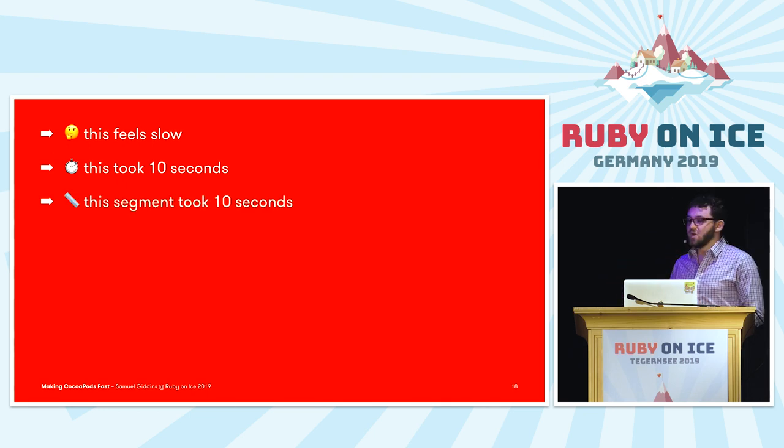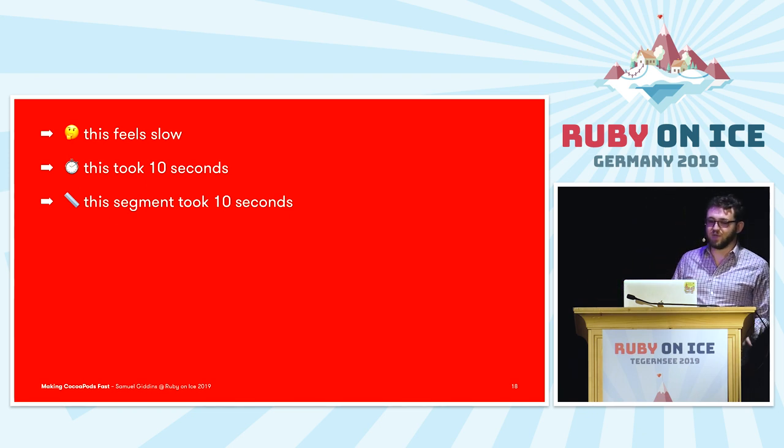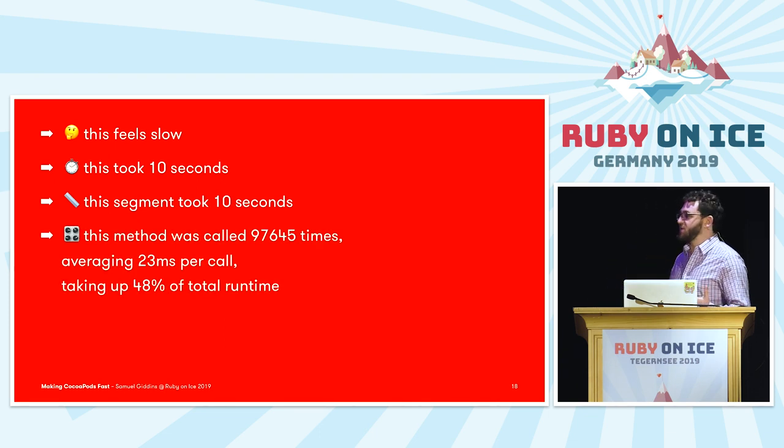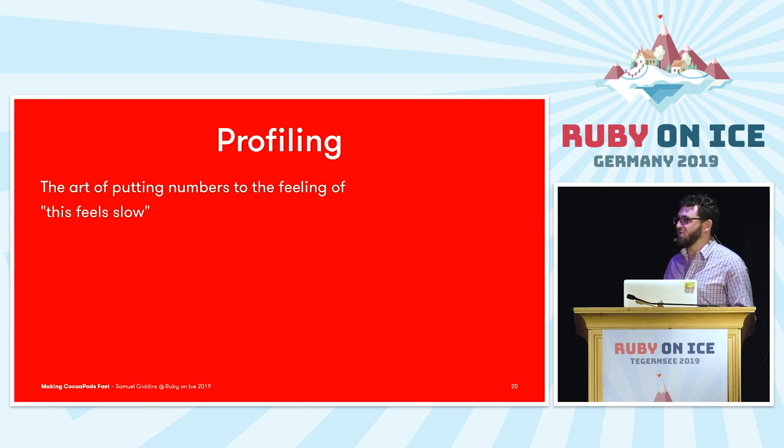And then maybe it's like, loading and evaluating this one massive JavaScript file, my web page took 10 seconds. And then finally, you can drill in and get some really deep understanding, some really hard numbers of what's going on under the hood. And that last set of numbers typically comes about through an activity called profiling. So profiling is kind of the art of putting numbers to the feeling of something is slow. It's a lot easier to talk concretely about numbers in terms of performance than the feeling of this feels slow or this feels a lot faster than it used to.